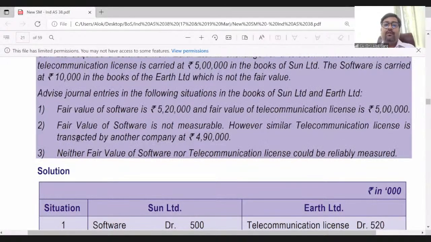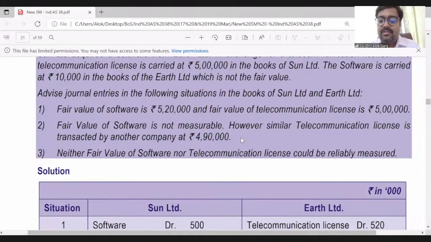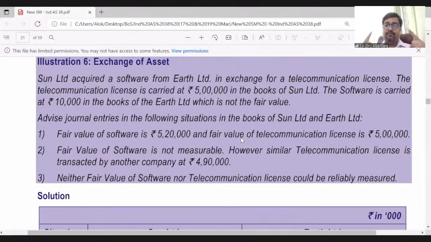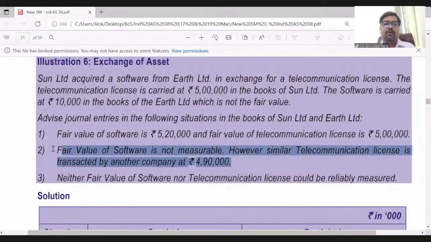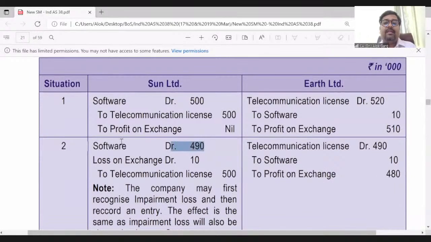Situation number 2, the fair value of software is not measurable. However, the telecom license is transacted by another company at 4,90,000. See, the fair value of asset acquired is not given, doesn't matter. Our first priority is fair value of asset surrender. But the fair value of the asset surrender is given. It is 4,90,000 in situation number 2. Tell me at what value you have to recognize the software in the books of Sun Limited. In the books of Sun Limited, you have to recognize software for 4,90,000.